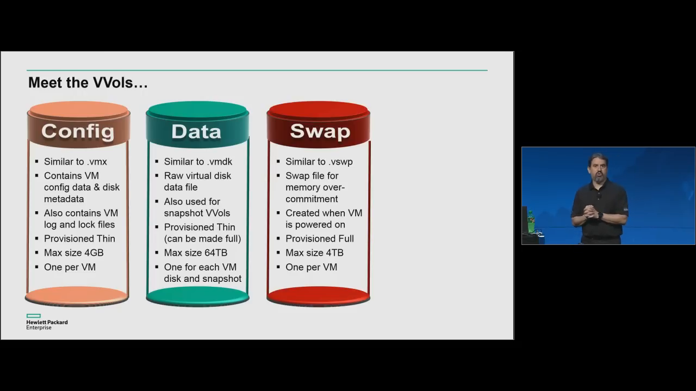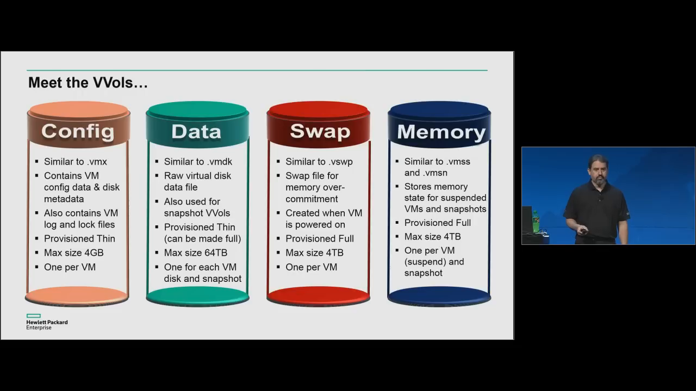Swap VVol is similar to the vSwap file you have today. It gets created when we power on a VM, for memory overcommitment. If we ever run out of physical host RAM, we have to swap to disk, and this is created for that purpose. It's created automatically when the VM is powered on, just like with VMFS, and deleted when the VM is powered off. It is provisioned full, because it serves as memory, so we want it pre-allocated for performance reasons. There is one per VM, and the max size is in line with the max size of RAM you can assign to a virtual machine.